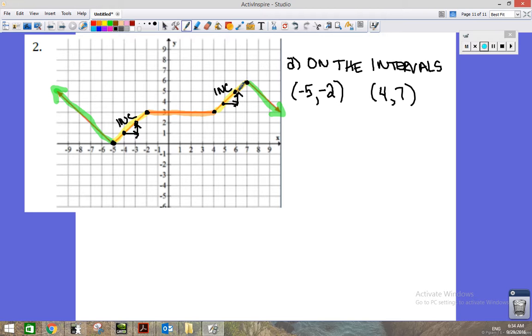You're going up. When you have 2 separate intervals, we have to use a symbol that looks like a capital U, and it's called the union. The union of these 2 intervals. Now, we can think of union as the word "or" in English. So if x is in this interval from -5 to -2, or if you have an x-coordinate that's on the interval from 4 to 7, the function is increasing.